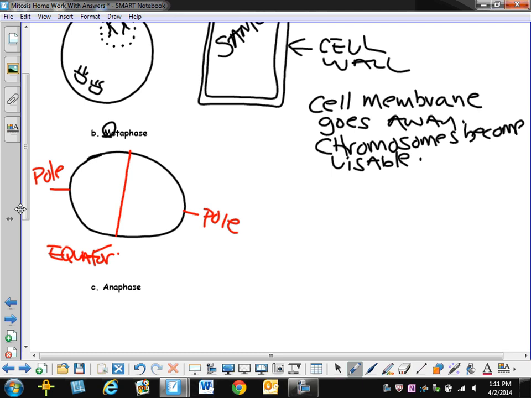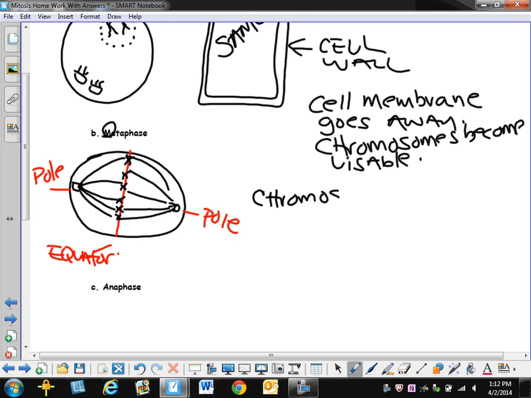And then our chromosomes are going to line up here in the middle. They're going to meet at the middle. And our centromeres here are going to start shooting spindle fibers out. Okay? The centriole is going to send out spindle fibers. So chromosomes line up at the equator.